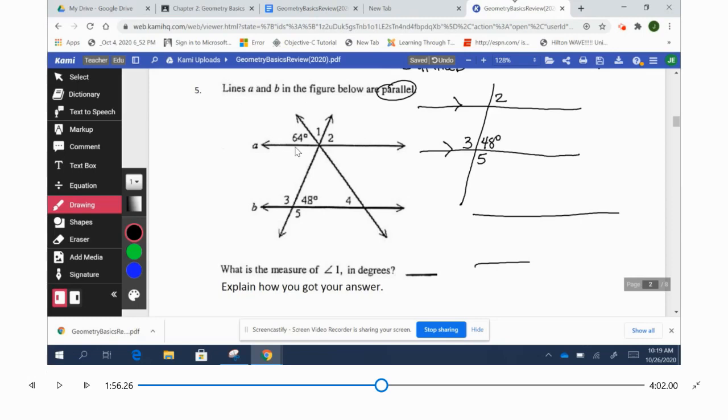So as soon as lines A and B are parallel, we should put arrows on them. That's the indicator to somebody looking at our paper that we know they're parallel, the symbol for parallel is that.